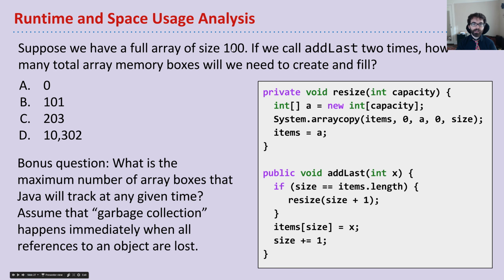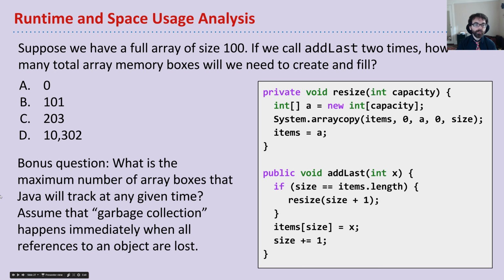So let's suppose we have a full array of size 100. If we call addLast 2 times, the question is, given that totally full array, we know it's going to have to resize twice. How many total array memory boxes will we need to create and fill to actually accomplish what we want? And I have a bonus question here, which is, what is the maximum number of array boxes that Java keeps track of at any given time? And let's assume in this case that garbage collection, the thing where an object disappears, happens as soon as you lose the last reference to an object. So maybe pause the video and ponder this.